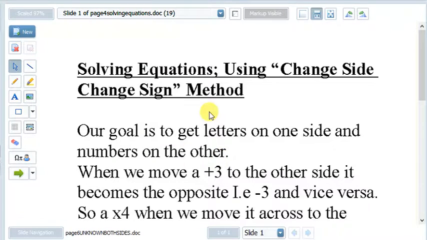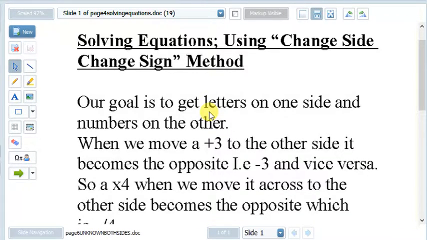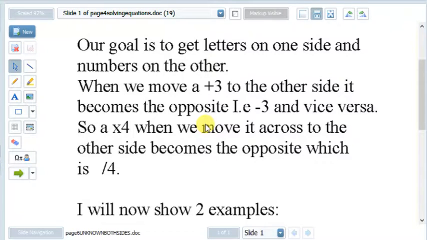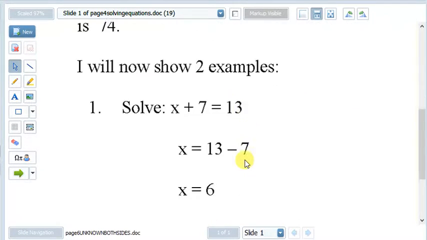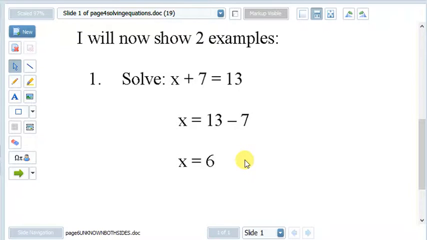Let's move on to the change side, change sign method. Our goal is to get letters on one side and numbers on the other. When we move a positive 3 to the other side of the equal sign, it becomes the opposite, i.e. minus 3, and vice versa. So a minus 3 on, say, the right hand side, if we circled it and moved it over, would become a plus 3 on the other side. A times 4, when we move it across to the other side, becomes the opposite, which is divide by 4. So I will now show two examples.